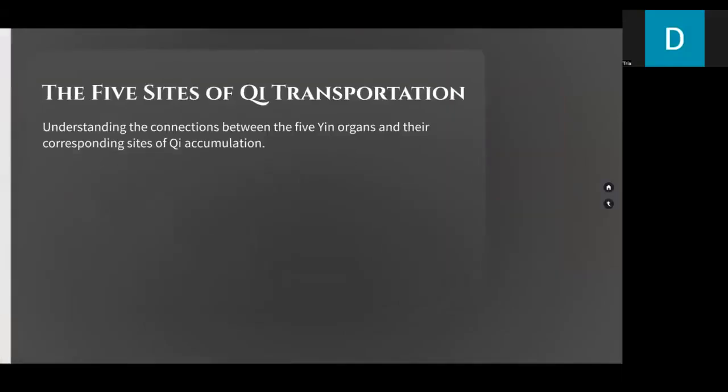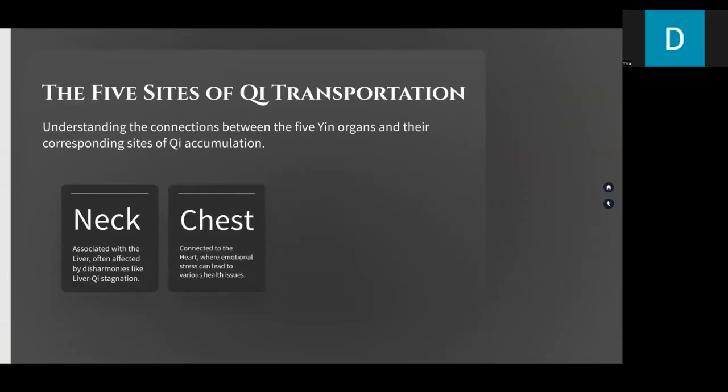The five sites of qi transportation. Understanding the connections between the yin organs and their corresponding sites of qi accumulation. The neck is associated with the liver, often affected by disharmonies like liver qi stagnation. The chest is connected to the heart, where emotional stress can lead to various health issues. The upper back and shoulders are linked to the lungs, frequently impacted by lung heat, causing discomfort.